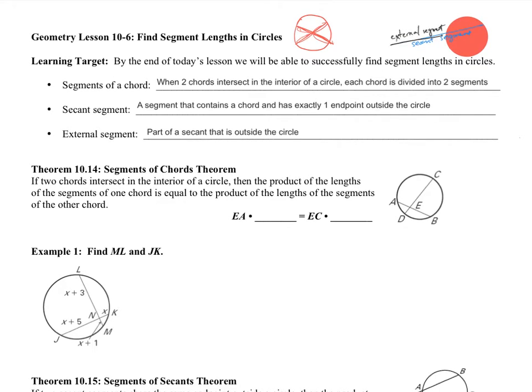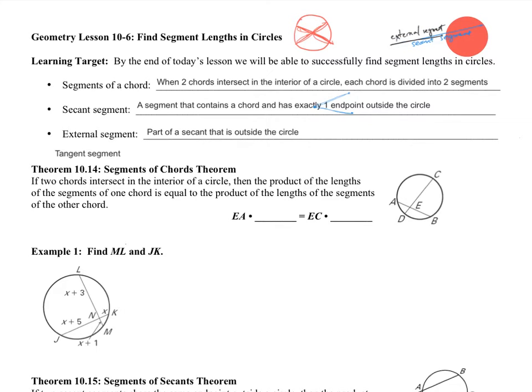We actually have another vocab term called the tangent segment. The tangent segment is just another possible segment that intersects one point on the circle and possibly another secant segment at one point. Or it can also intersect another tangent segment.